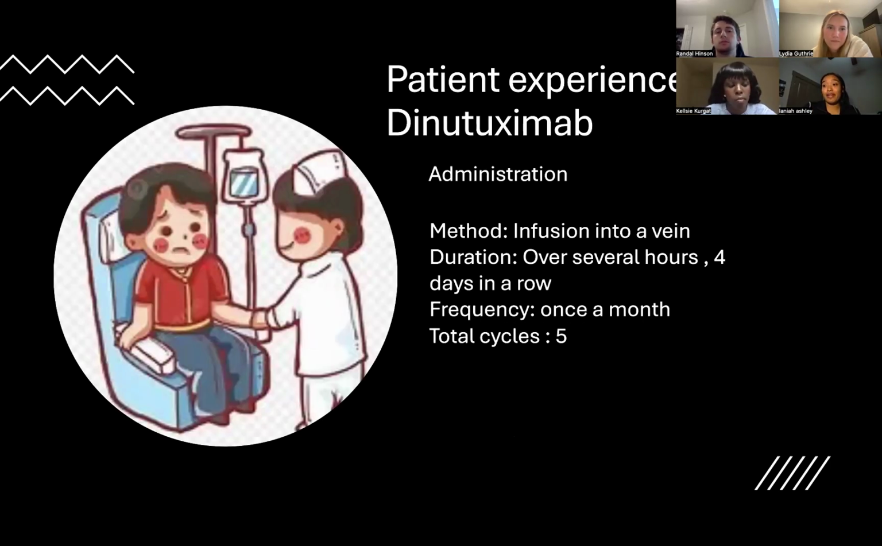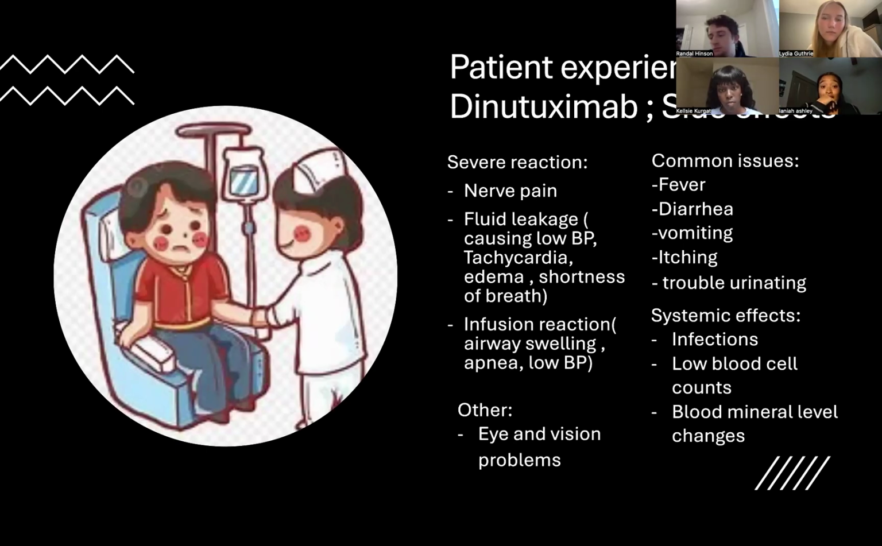In the treatment protocol, patients normally get infusions through the vein, and it typically happens several hours a day for a period of 4 days in a row, once a month, with 5 different cycles. The side effects for patients with high-risk neuroblastoma with this treatment can be nerve pain, fluid leakage, infusion reactions, vision problems, GI issues such as vomiting, diarrhea, and fever, and a low blood cell count, which can increase infection.